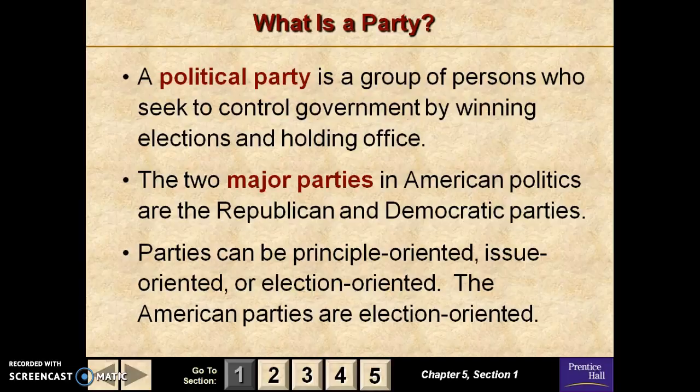Again, just to remind you, the political parties are looking to win the election. It's not so much about if they are going to represent their party the way the majority of their party wants to be represented. They want to get control of government first, and then they'll work on trying to make sure that they satisfy their party's needs.